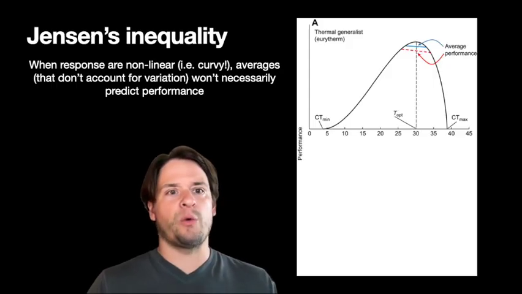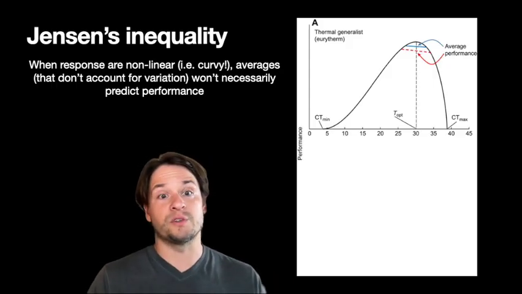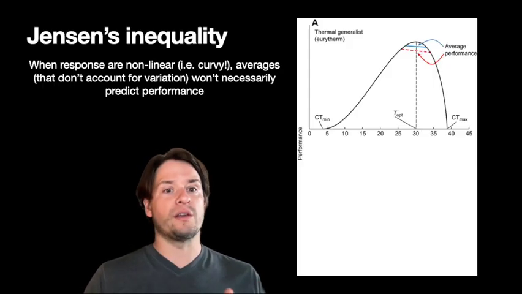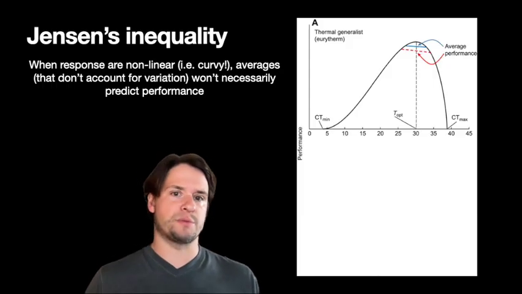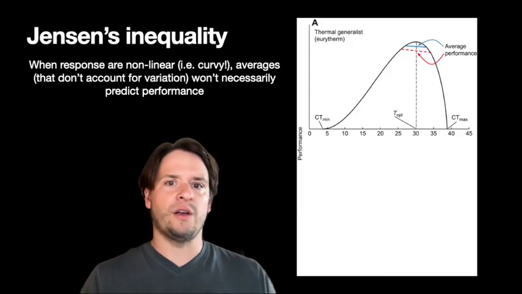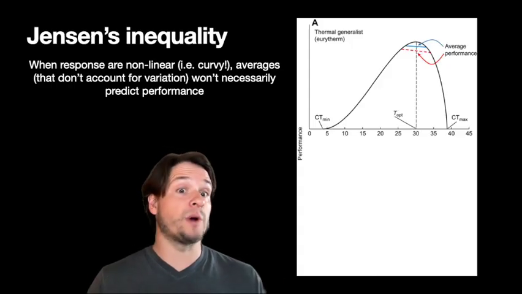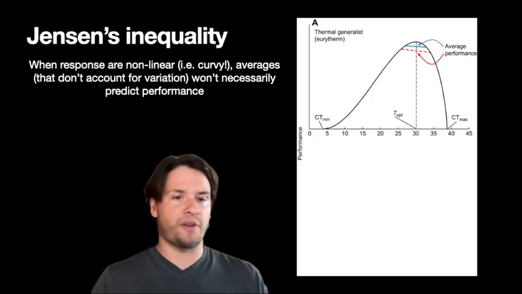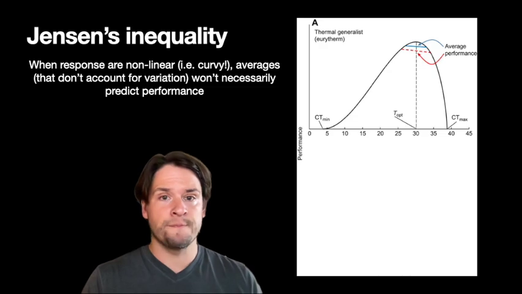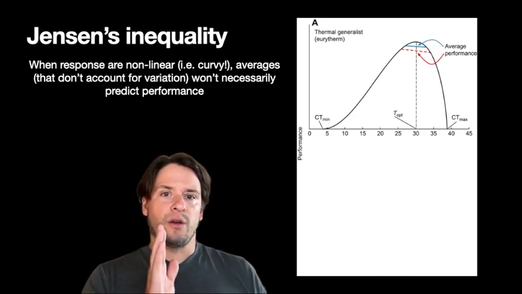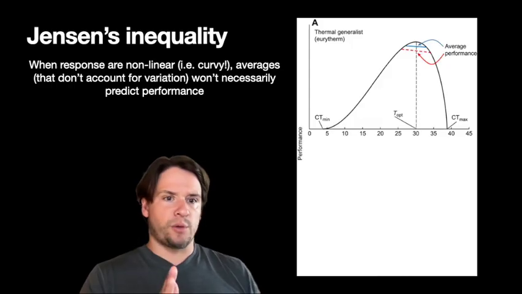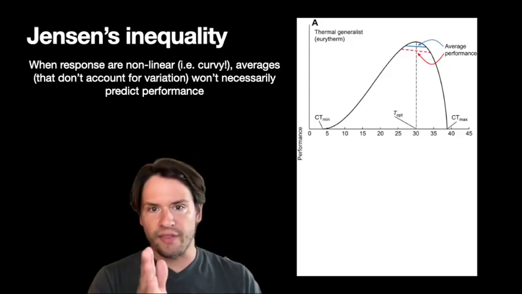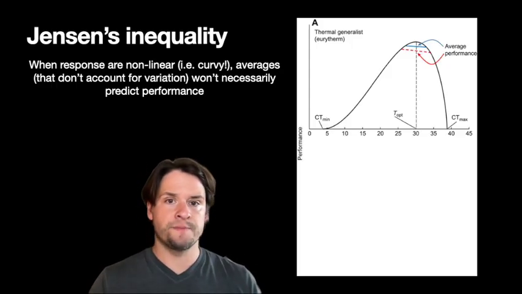So what I'm going to introduce here is something referred to as Jensen's inequality. And we're going to start walking through an example of this. So if we think of a thermal response curve here, again, it doesn't really matter what aspect of performance you're looking at, but imagine this can be locomotion, survival, really whatever you want it to be. But we think about an organism that is always at its thermal optimum. Right, so it's spending all of its time right at that, in this case, about 30 degrees Celsius.